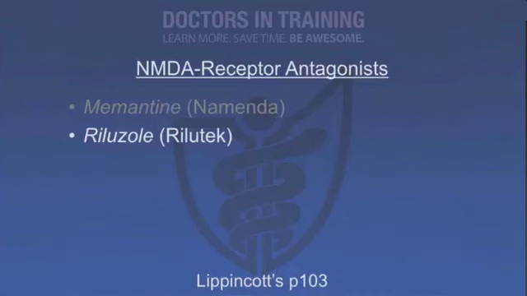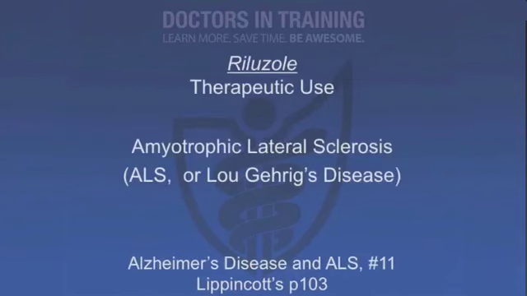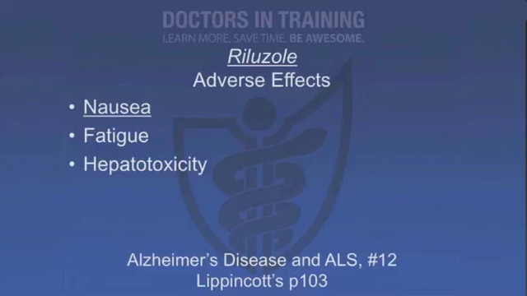And finally, we'll mention one other NMDA receptor antagonist called riluzole, which is used to treat amyotrophic lateral sclerosis, also known as Lou Gehrig's disease. This drug prevents excitotoxicity, just like memantine did, and it may improve survival time and delay the need for ventilator support in patients with ALS. The adverse effects of riluzole, unfortunately, include nausea, fatigue, and hepatotoxicity.